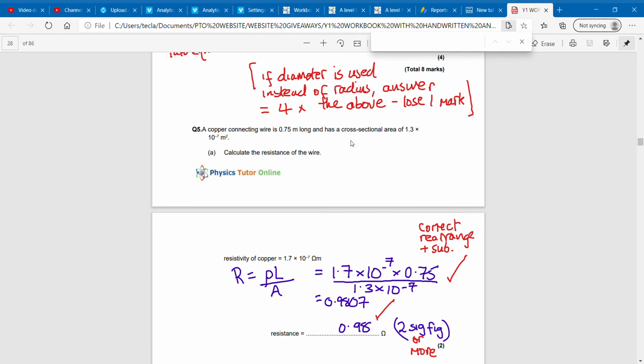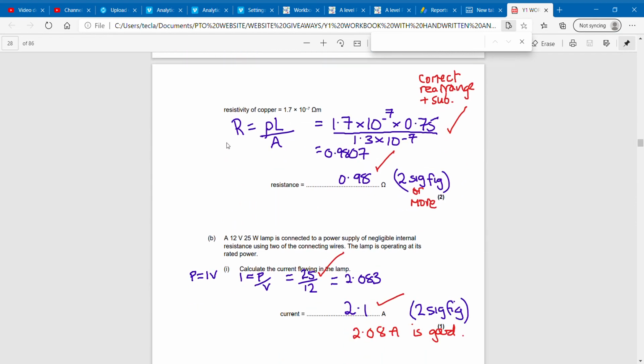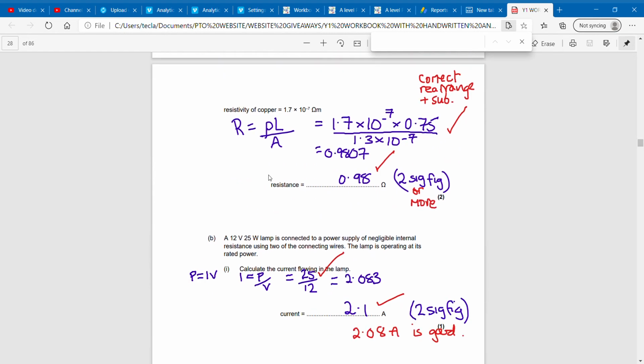Question 5, we're calculating the resistance of this copper wire, 0.75 meters long, cross-sectional area 1.3 times 10 to the minus 7 meters squared. So we're going to use the same equation, but this time to find R. R equals rho L divided by A, and we are given all of the values. We don't have to do any calculations of area, we're given that. So we're going to substitute the values in.